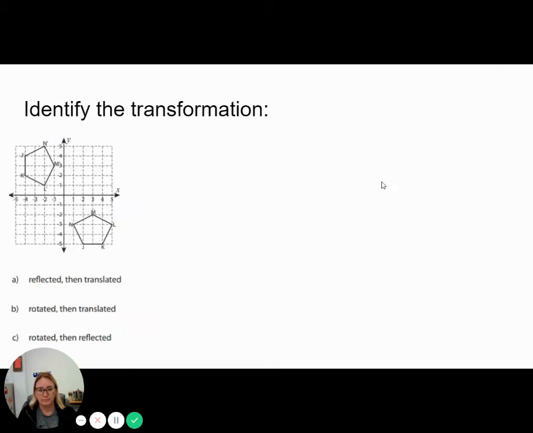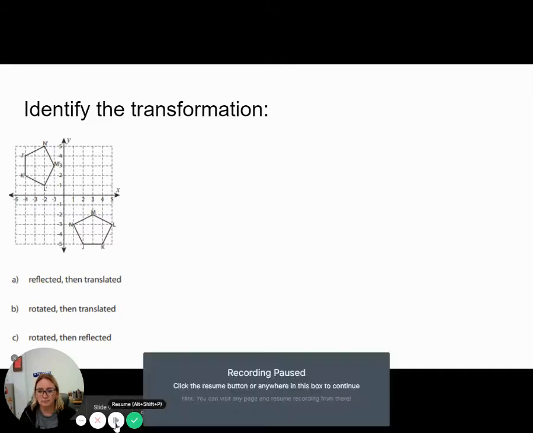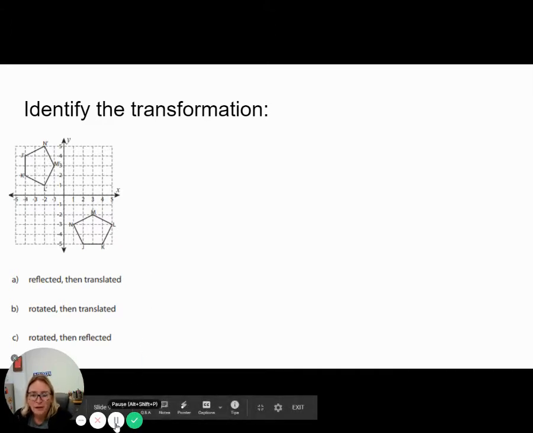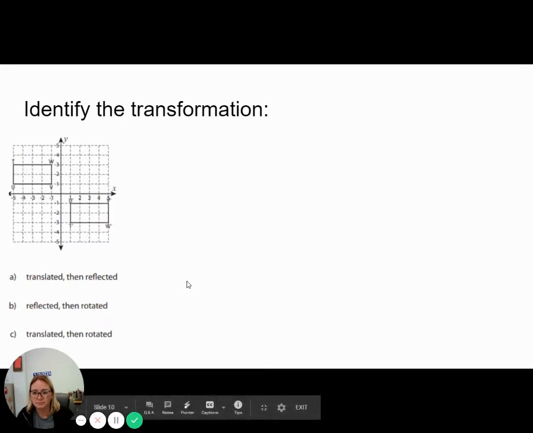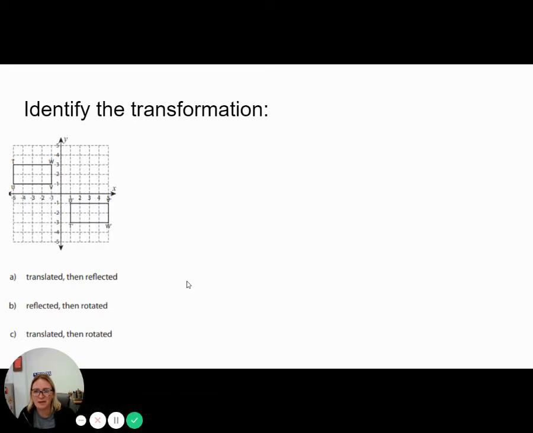Okay, what about this one? How did we get from this image down here to this image up here? Okay, so hopefully you guys chose B, rotated and then translated. It rotated 90 degrees clockwise and then it translated up and over, okay? Here's another one to try. What do you think for this one? What is being done to get from our original pre-image to our new image?